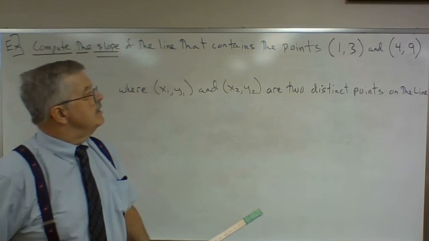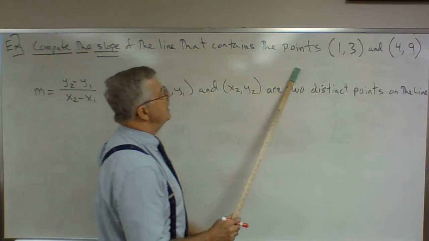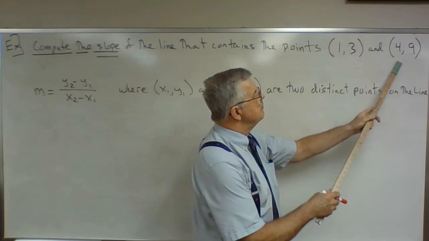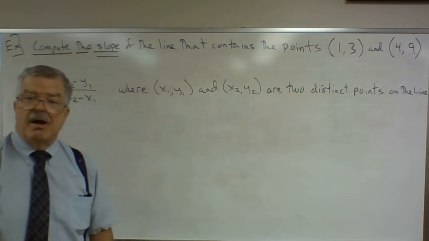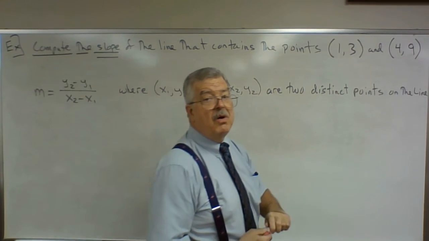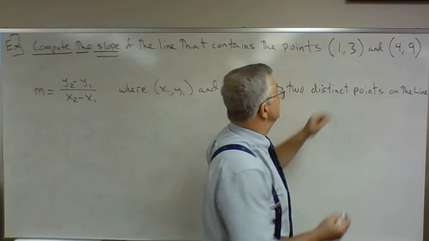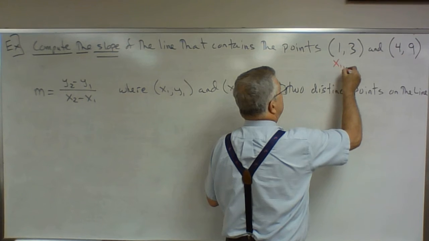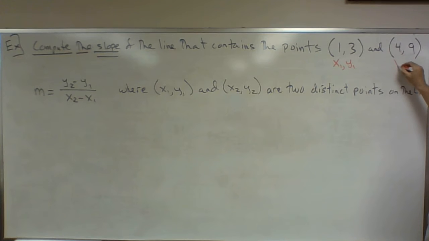Okay, everybody, let's sink our teeth into this one. Same kind of exercise, different points. Compute the slope of the line that contains the points 1, 3, and 4, 9. And just arbitrarily, we'll pick one point and call it the first point. Might as well be this one, right? Call this one x1, y1. That's our first point. And call this one x2, y2. That's our second point.